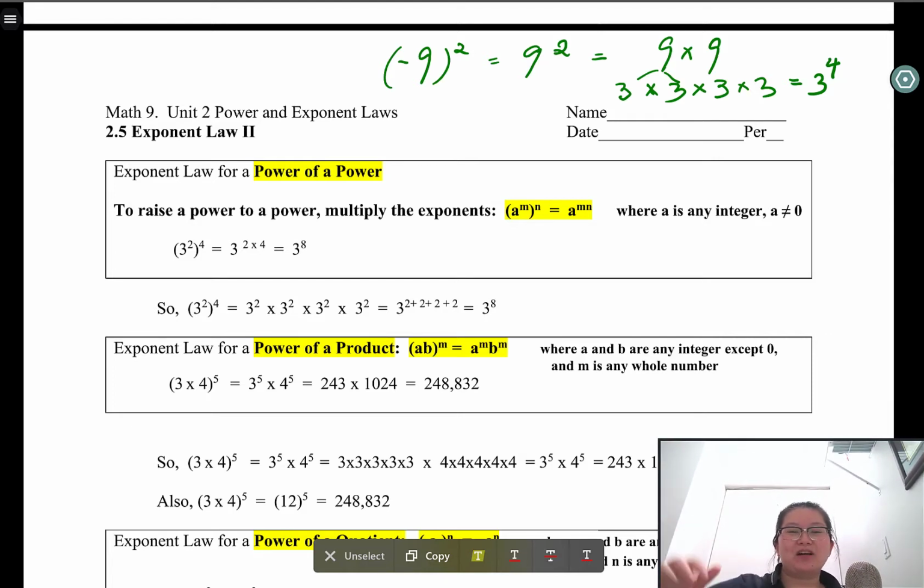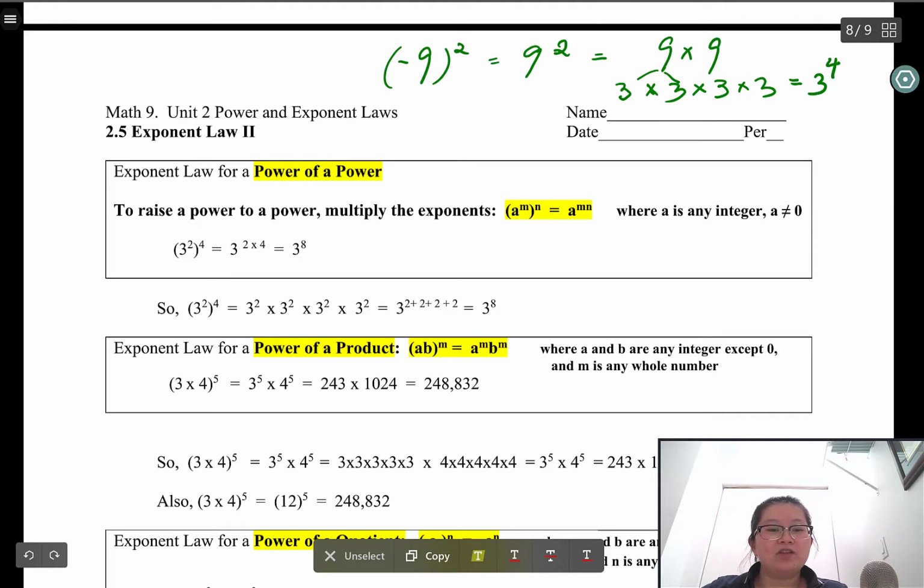In this video, we're going to talk about more exponent laws. This is exponent laws number 2, section 2.5. We're going to build off of some of the rules we learned from the previous set of lessons. And in this one, we are going to look at what happens if we have brackets with an exponent outside of those brackets.